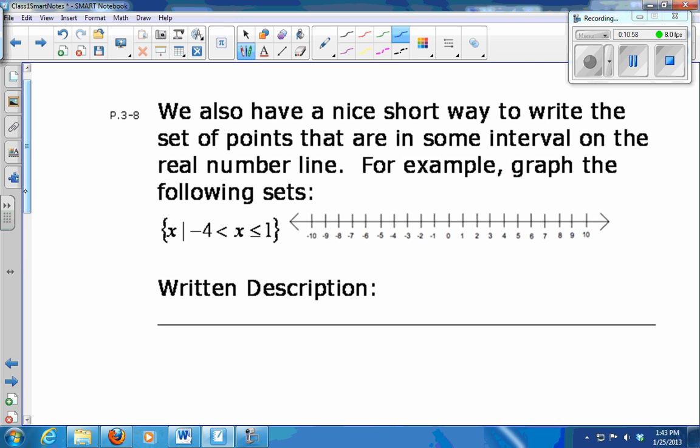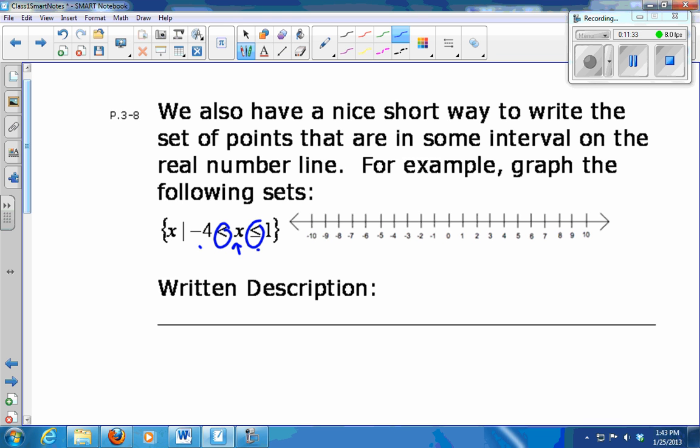All right, we also have a nice short way that's much more compact to write the set of points that are in an interval on the number line. So that are all the numbers between some number and another number. So for example, this says the set of all x's such that -4 is less than x is less than or equal to 1. So x here is sandwiched between -4 and 1, not including the -4 because there's no or equal to on that, including the 1 because there's an or equal to on that.